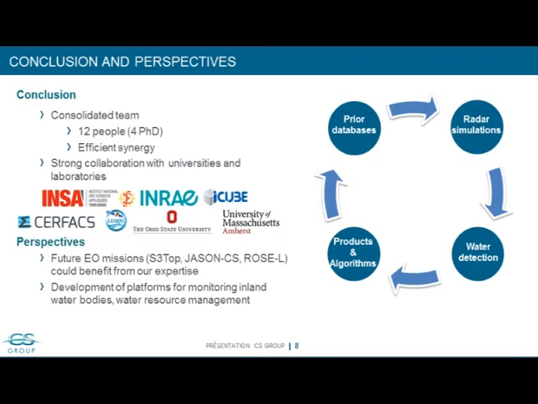To conclude, here at CS Group France, we have a consolidated team with 12 people, among them 4 are PhD, that works with an efficient synergy between different tasks such as prior databases, radar simulation, products and algorithm, and water detection. And we also have strong collaboration with universities and laboratories. The perspectives for our team is the future AO missions such as SWOT, JSON-CS, Roselle that could benefit from our expertise. And also, we aim at development of platforms for monitoring inland water bodies and water resource management.